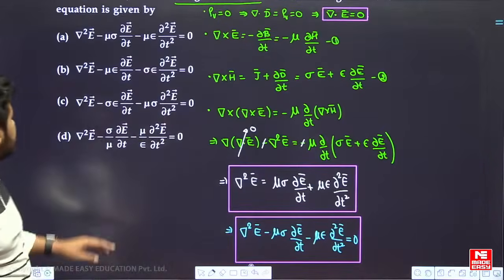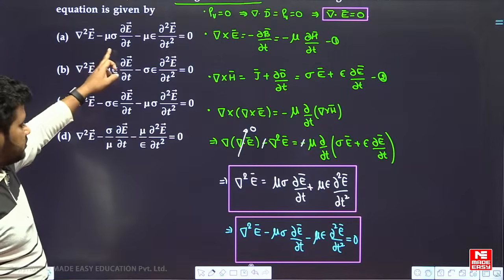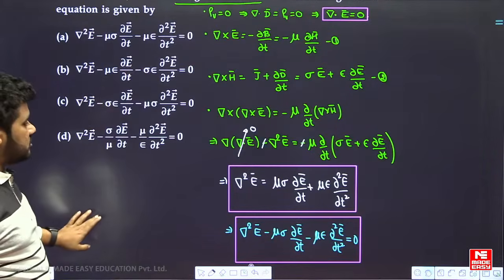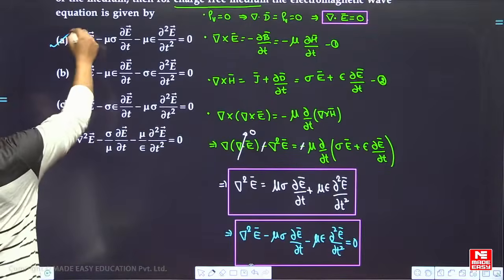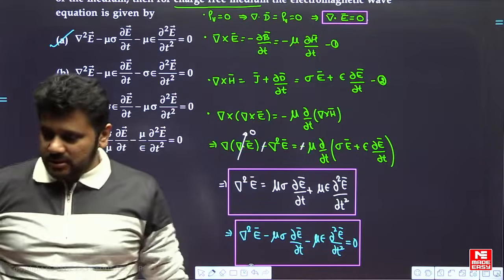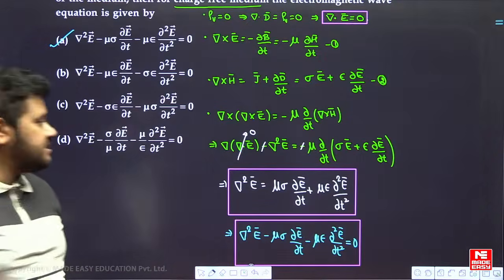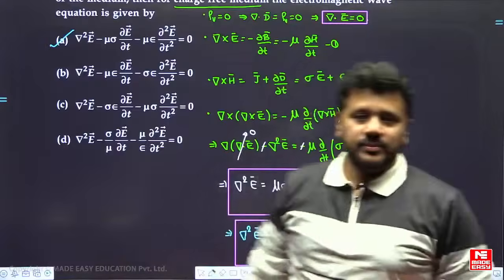So let us see which one is matching. Option A: del square E minus mu sigma del E upon del t minus mu epsilon del square E upon del t square equal to 0. So option A is the correct answer. Okay, so that is the answer for question number 1, fine.